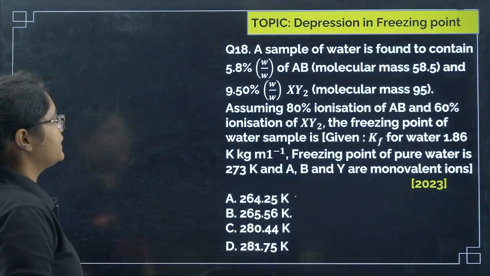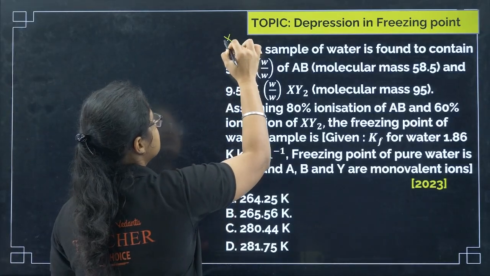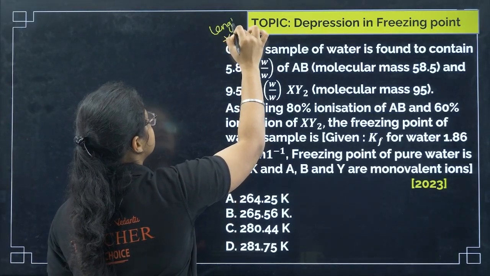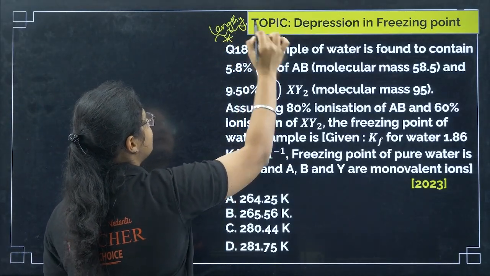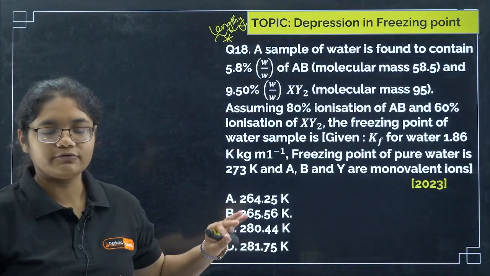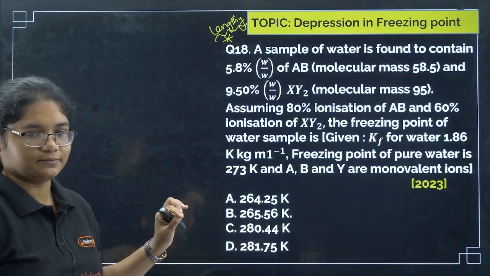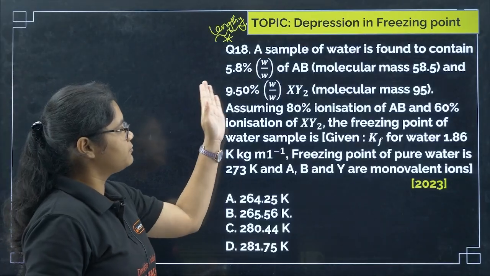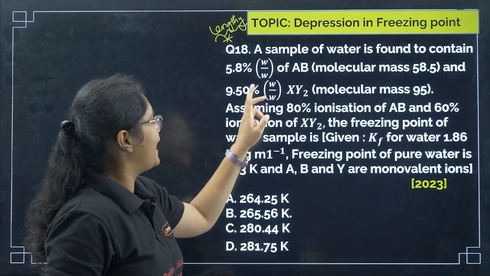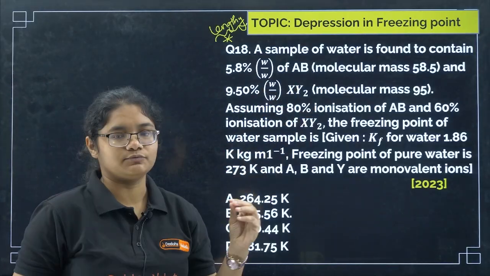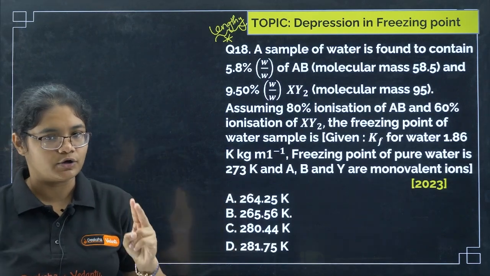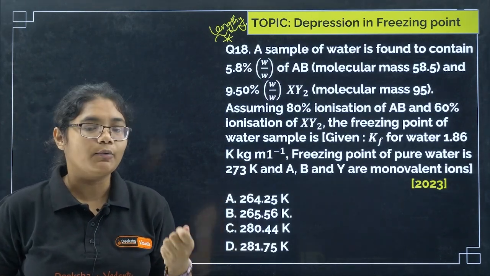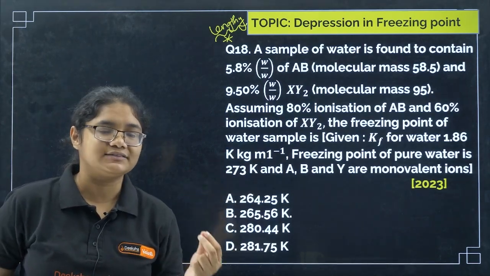Okay. Next, this is a very important question and a lengthy question. So be a little bit patient here. You have to take certain time to solve this question. So first of all, a sample of water is found to contain 5.8% of AB and 9.5% of XY2. So there are two types of solute added in the solvent. One is AB, one is XY2.